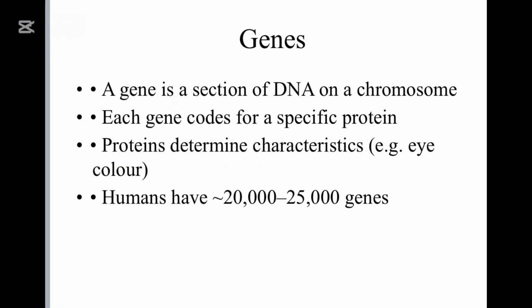Let's talk about the gene. The gene is a section of DNA on the chromosomes. Each gene codes for a specific protein, and we should also know that this protein determines characteristics, such as eye color. You should also know that humans have 20,000 to 25,000 genes present in the cells. Good. So, we have been hearing of the word DNA. Now, what is the meaning of DNA? DNA simply means deoxyribonucleic acid, and it is present in the what? In the gene.